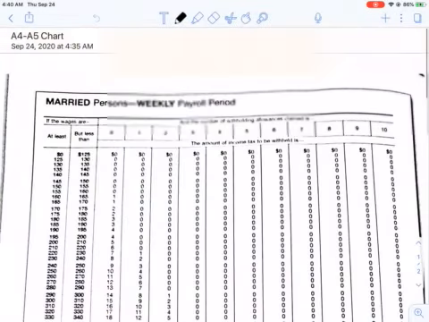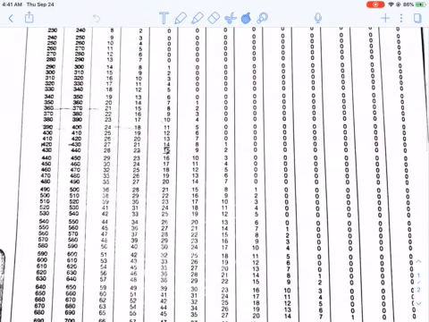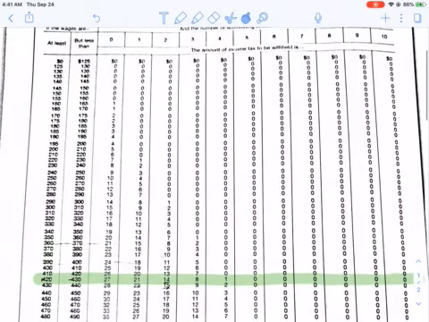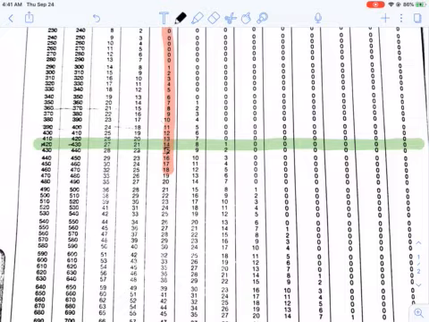So she makes $425.88. We need to figure out which line that is. Right here. So that's between 420 and 430. Next, we need to make sure we're in the correct column. So she's using 2 allowances, so that's going to be this column right here. And we're going to go until they meet. Well, here they go. They meet at $14.